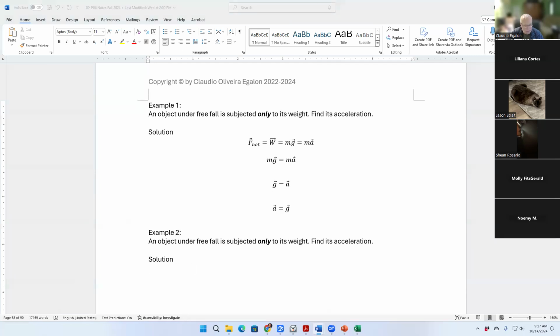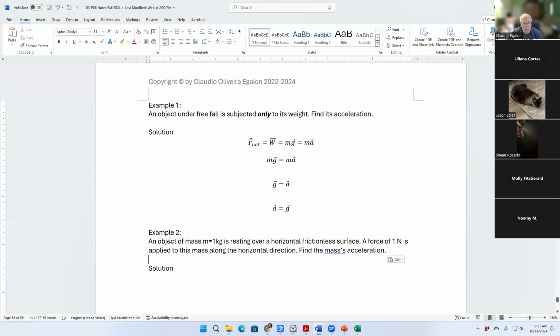And then we have this second example right here. An object of mass 1 kilogram is resting over a horizontal frictionless surface. A force of 1 Newton is applied to this mass along the horizontal direction. Don't forget, frictionless surface. This example here is another level of difficulty, a little bit higher than the previous one.